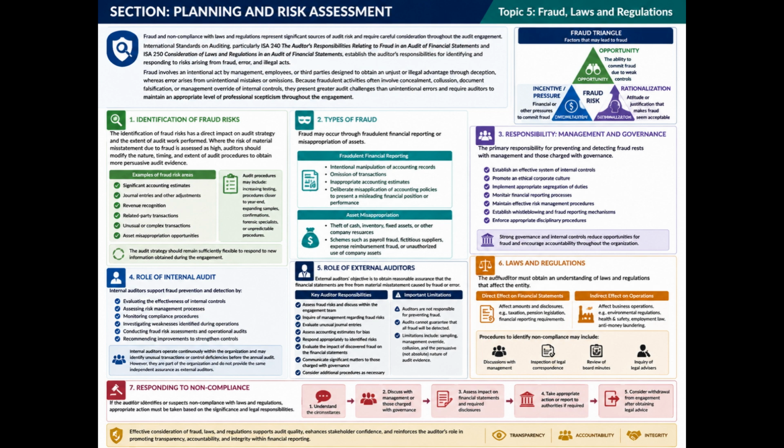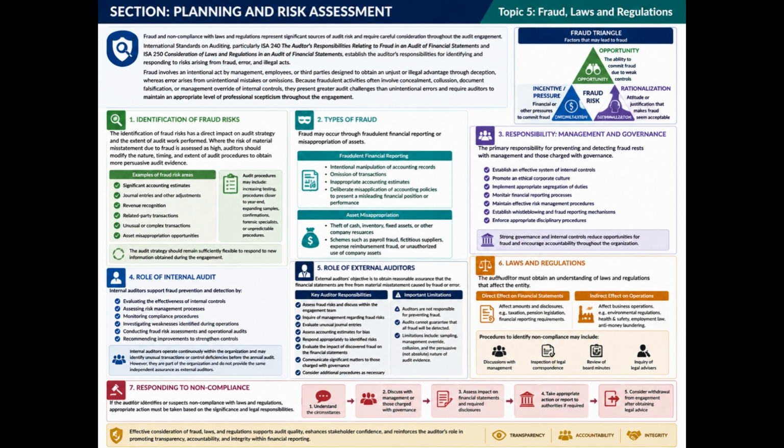Fraud may occur through fraudulent financial reporting or misappropriation of assets. Fraudulent financial reporting often involves intentional manipulation of accounting records, omission of transactions, inappropriate accounting estimates, or deliberate misapplication of accounting policies to present a misleading financial position or performance. Asset misappropriation includes theft of cash, inventory, fixed assets, or other company resources through schemes such as payroll fraud, fictitious suppliers, expense reimbursement fraud, or unauthorized use of company assets.